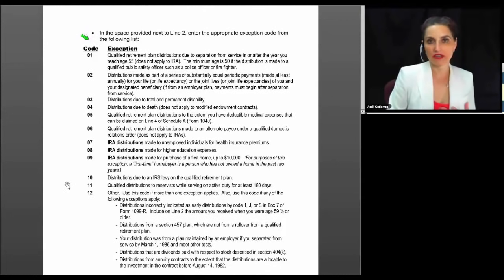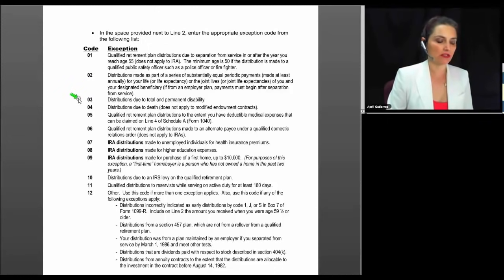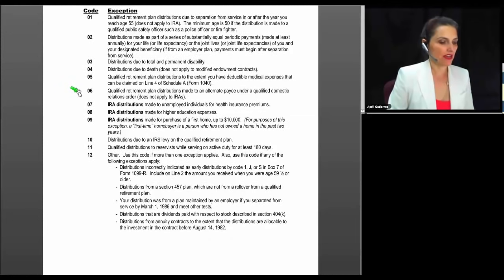And the codes are essentially a rehash of everything I've just explained to you. Code 1 is for qualified distributions that are taken as a series of payments after a certain age. Code 2 is a similar thing. And then Code 3 is distributions made due to total and permanent disability. Code 4, distributions due to death. Then we move down to Code 6. Qualified retirement plan distributions made under a domestic relations order. So if you have a client that took an early distribution from a plan under a divorce order, then you would use Code 6.